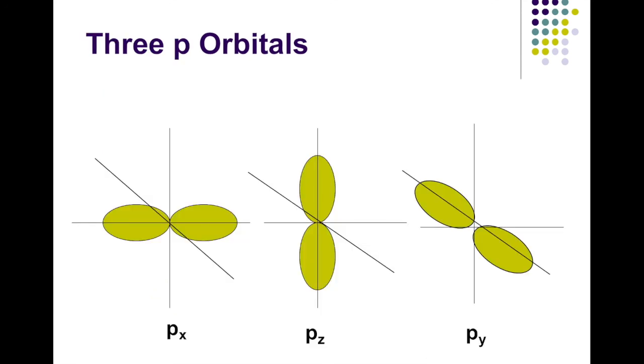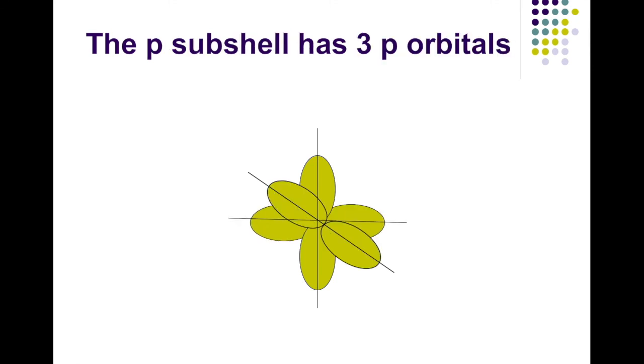Now here's how they would also look on the 3-dimensional graph. So px, py, and pz. Now these can combine together, and we'll get into how these all can combine on Monday. These are how they would essentially be if they were just a normal p subshell.